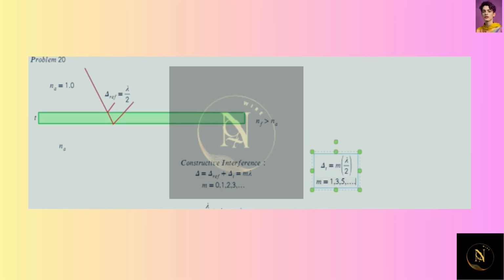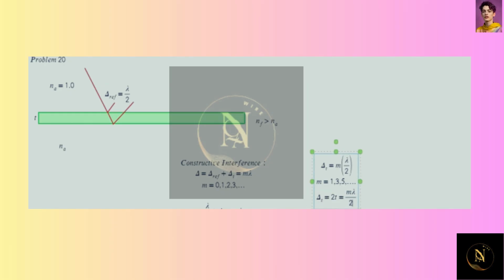Therefore, m times lambda over 2 is really an odd integer multiple of half wavelengths. So if delta t is an odd integer multiple of half wavelengths plus lambda over 2, summed together, that results in a path length difference that results in constructive interference. Okay, so delta t is equal to 2t. And this is going to be equal to m lambda over 2.